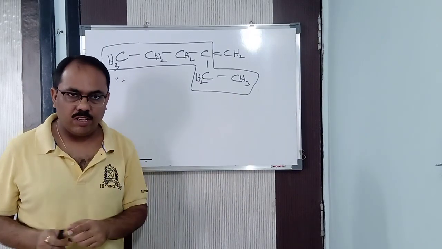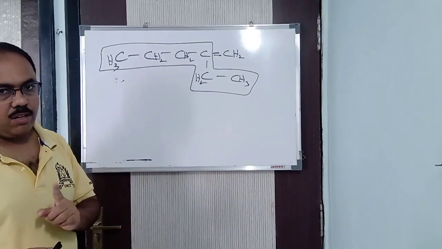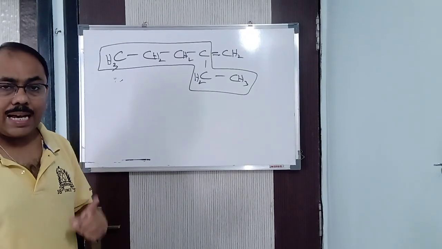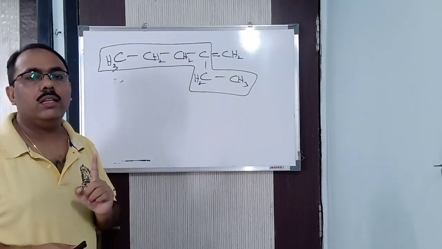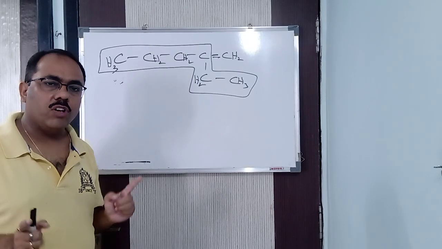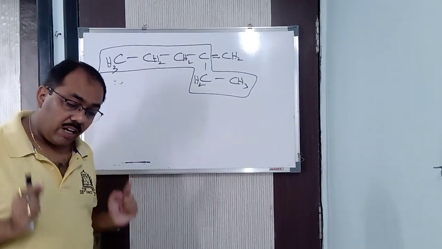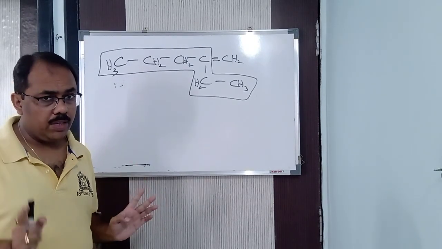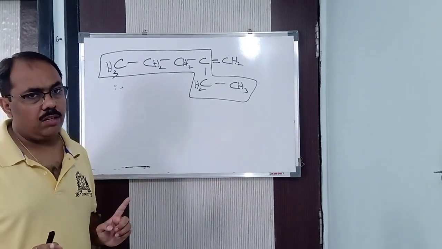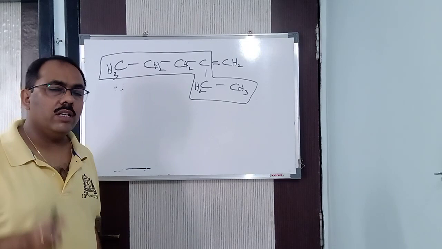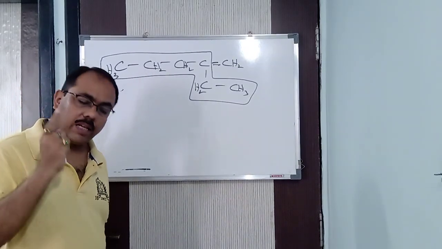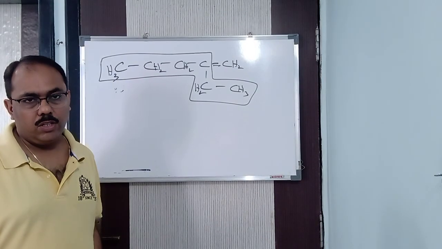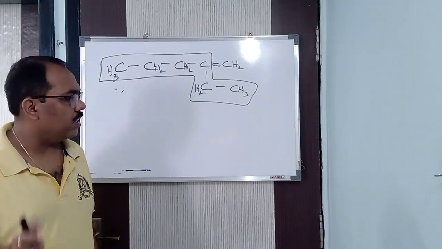So listen carefully to the rule. In case of double bond or triple bond, the double bond or triple bond has to be included in the longest chain for writing the IUPAC name, even if it violates the longest chain rule. Again, I repeat, while writing the IUPAC name, you have to include the double bond or the triple bond in the chain. Got it? Even if it violates the longest chain rule.